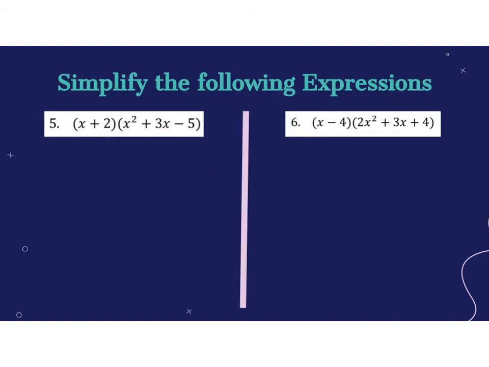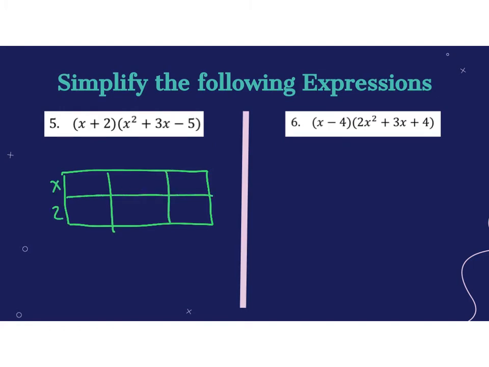So let's look at number 5. I have x plus 2 times the quantity x squared plus 3x minus 5. So this is one where I'm going to need a 2 by 3. So I'm going to make it a little bit bigger of a rectangle. I have x and 2. Make sure you put these things in the right spot. So the thing that has 2 terms needs to go where you have 2 spaces. Then the polynomial that has 3 terms needs to go where you have 3 spaces. So my box looks like 3 columns and 2 rows.